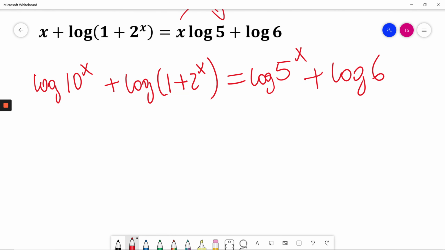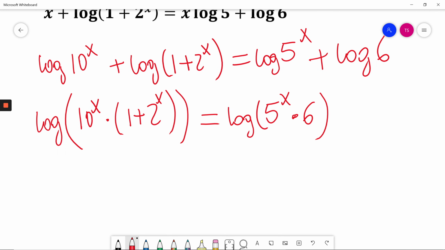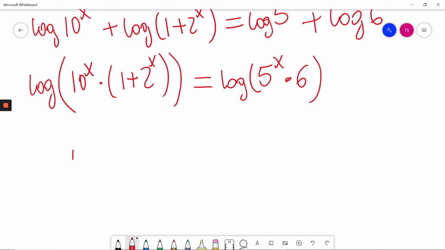At this moment, I will use product rule for logarithms. So I'll write it as log 10 to power of x times 1 plus 2 to power of x. And on the right side, I will also use product rule for logarithms. This will be log of 5 to power of x times 6. At this moment, if logs are different, with the same base, those numbers have to be equal.